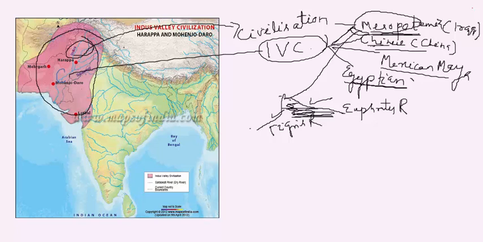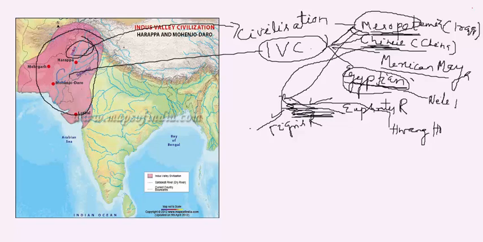And Chinese civilization flourished on the banks of the Huanghe. However, Egyptian civilization flourished on the banks of the Nile River, in present day Egypt. And Mexican civilization or Maya civilization flourished in Mexico. Here in this lesson, we are going to focus on Indus Valley civilization.